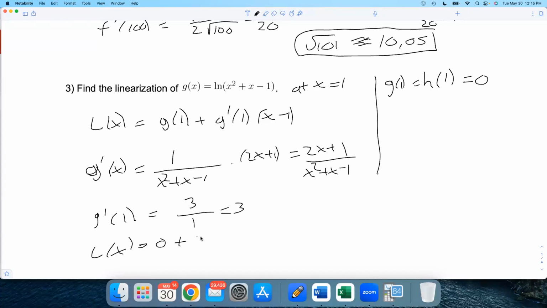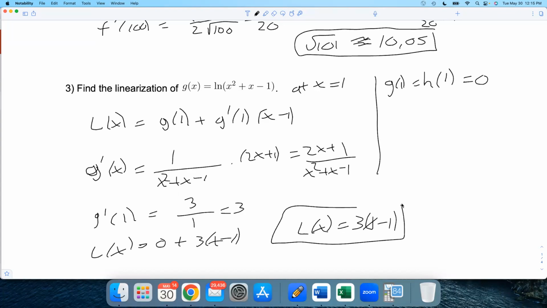So the linearization, which is a function, will be g of 1 plus the derivative at 1 times x minus 1. So just for completeness, I'm going to write it like that. So it's an equation of a line. We're always going to get the equation of a line. So what we're saying is, if you were to graph this guy out, the equation of the tangent line at x equals 1 is this. That's literally all we're doing.